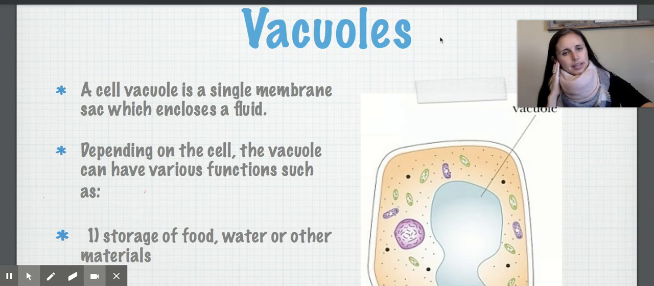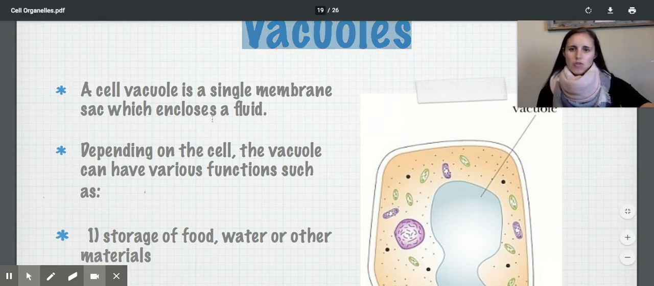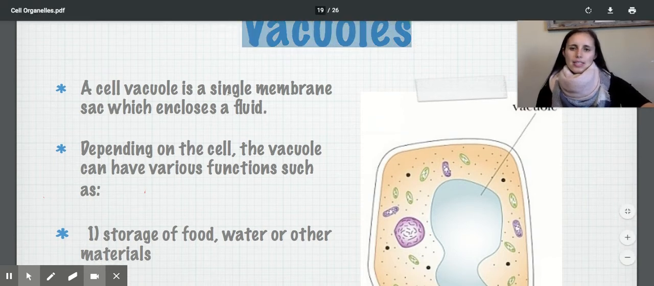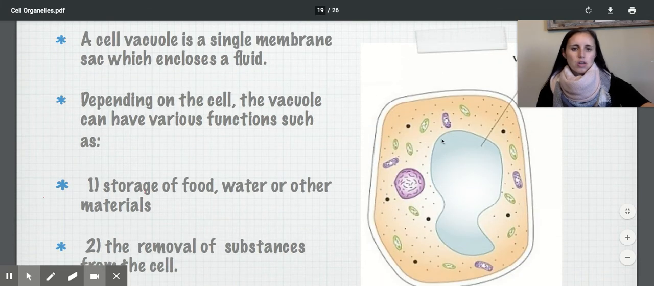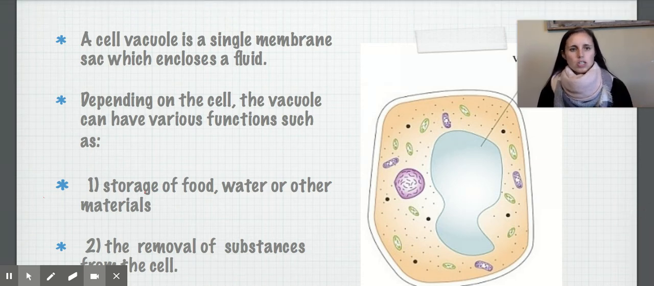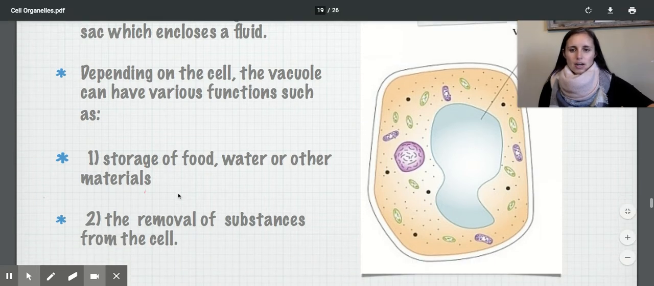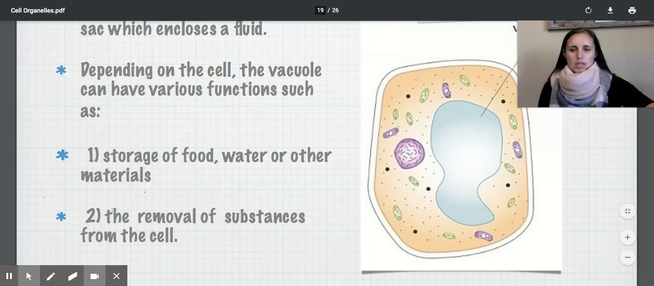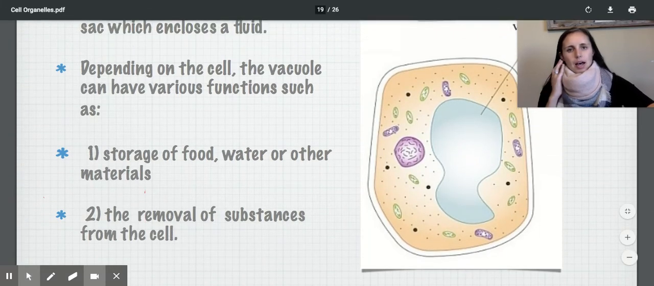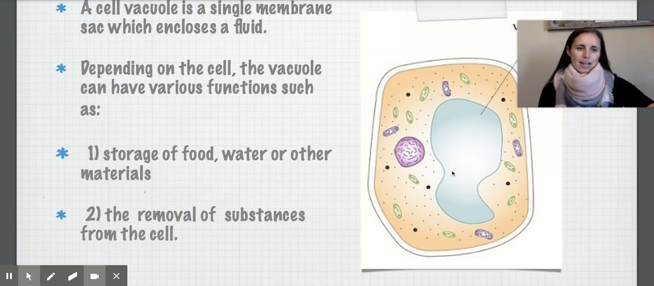Our next organelle here is called a vacuole, just so fun to say. What a vacuole is, it's a single membrane sac which encloses a fluid. So here you can see quite a large vacuole. Vacuoles act to store stuff. So it's your storage space if you have extra fluid, if you have extra energy lying around. Vacuoles will act as a storage bag. They also could have other functions. So I just mentioned the storage of food and water. They could also help to remove substances from the cell. And in some types of cells, they can actually act for structure.